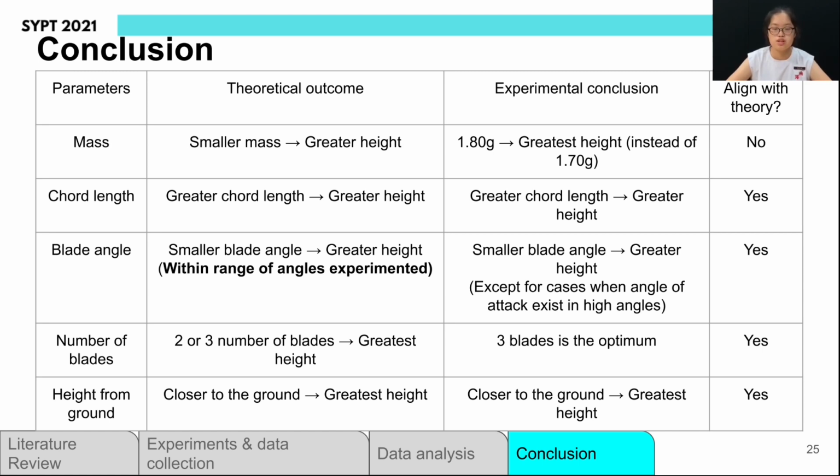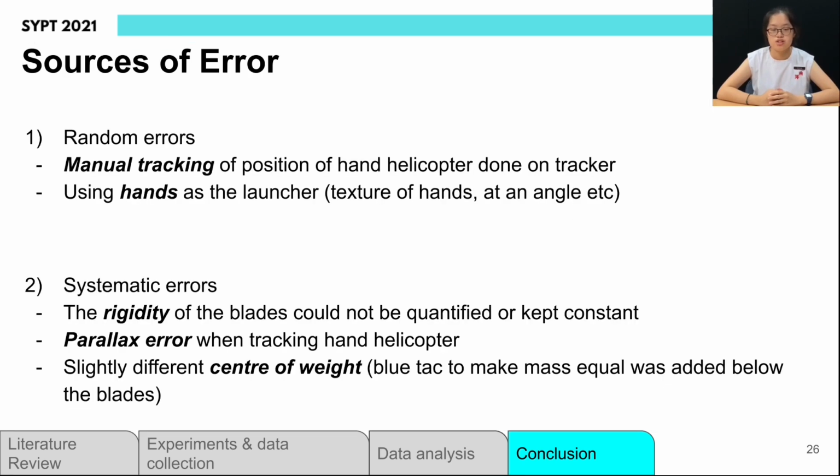For the ground effect, the theoretical outcome was that the lower the height of the launch from the ground, the greater the maximum height of the hand helicopter due to ground effect. This is proven in our data. These are the possible sources of error for our experiments.